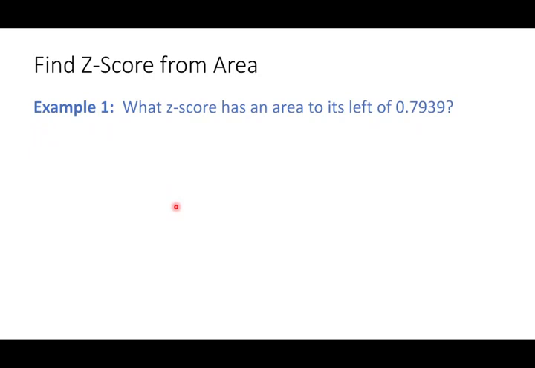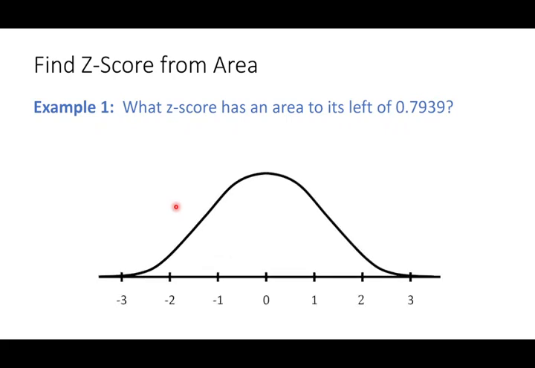So for instance, what z-score has an area to its left of 0.793939? Same strategy as before. You should draw a picture, sketch out that curve, mark off the point of interest. What is this going to be? Area to the left. So right here, the area to the left of this is 0.5. So it's going to be somewhere over to the right of 0. We don't actually know.